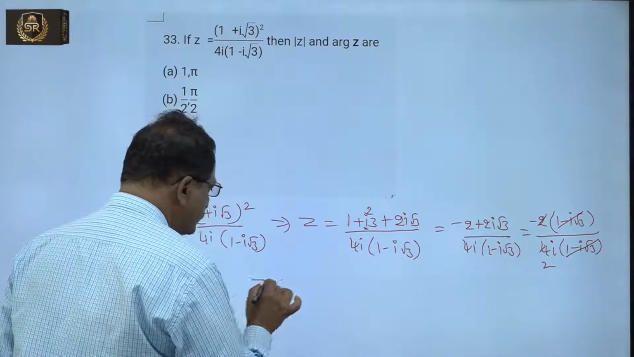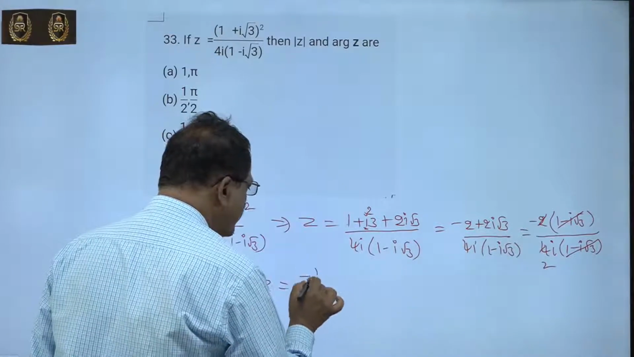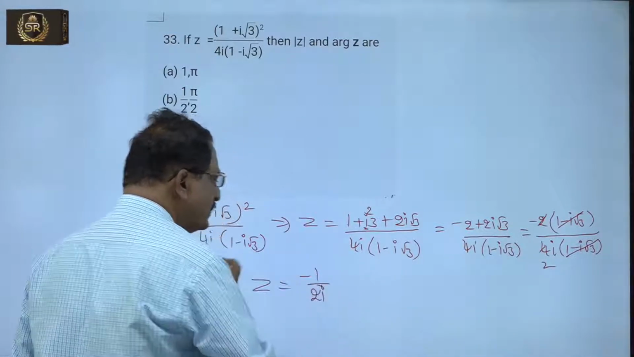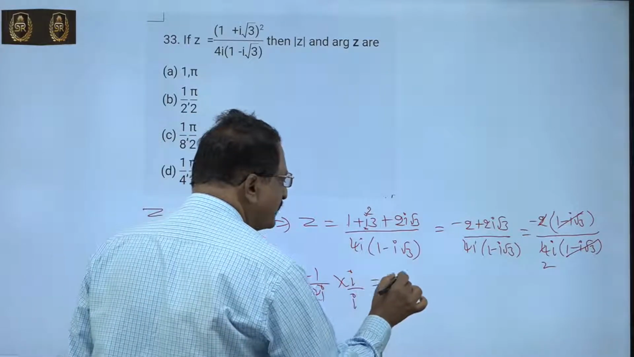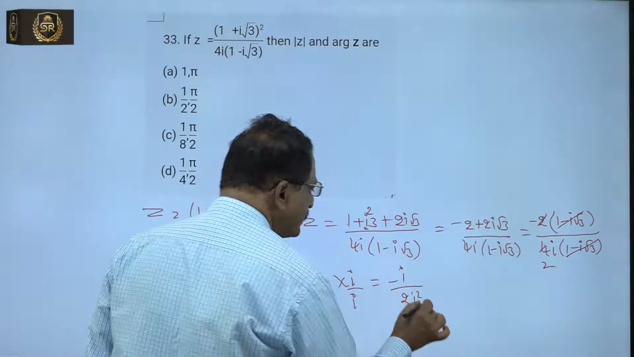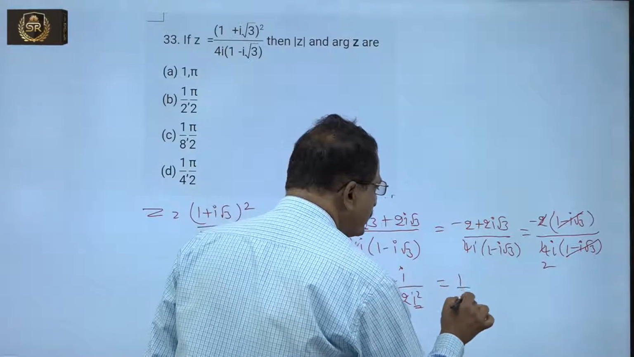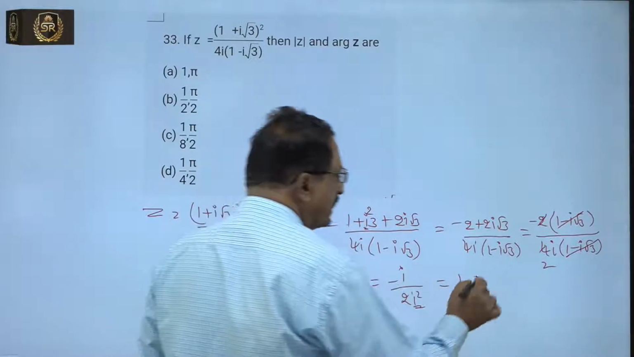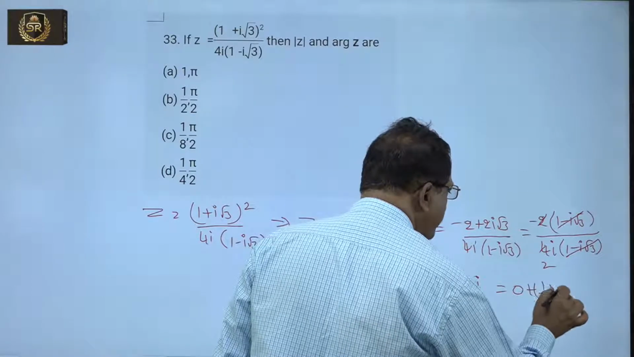Therefore z equals −1/(2i). Now multiply and divide by i. We get −i/(2i²). But i² equals −1, so the minus signs cancel. That equals (1/2)i, or 0 + (1/2)i.